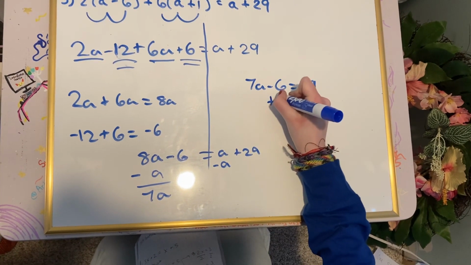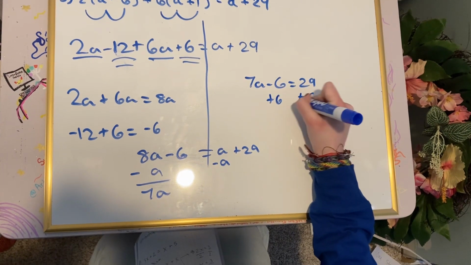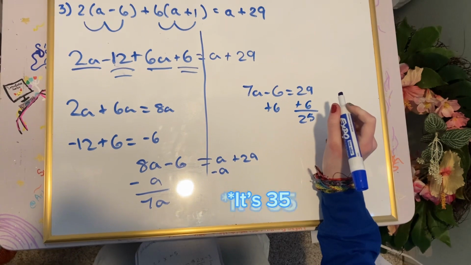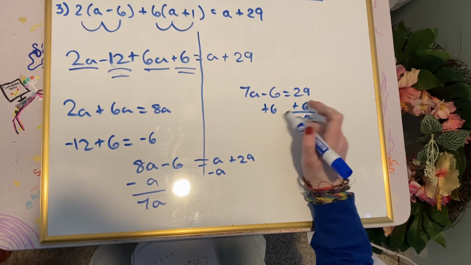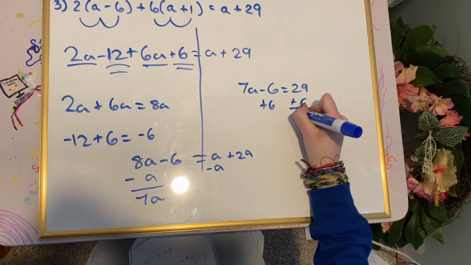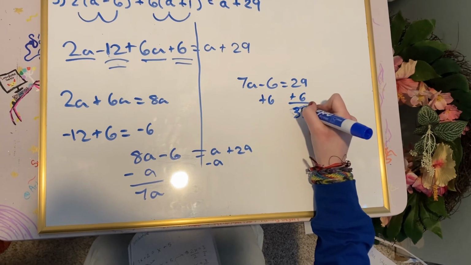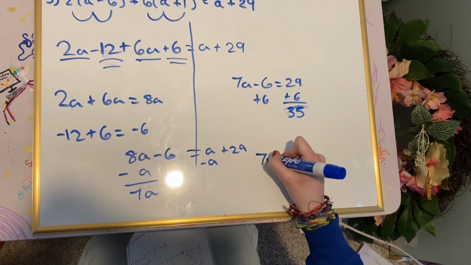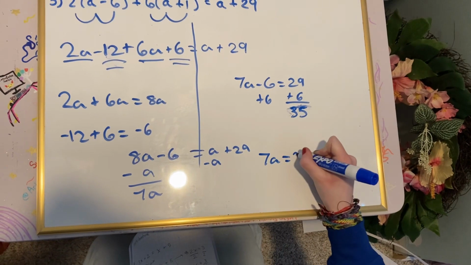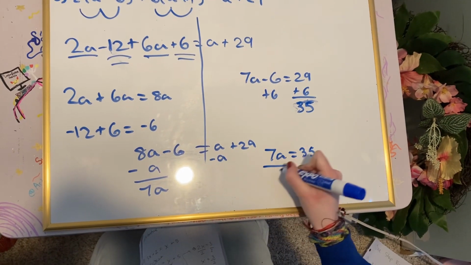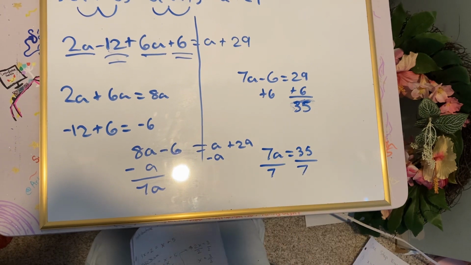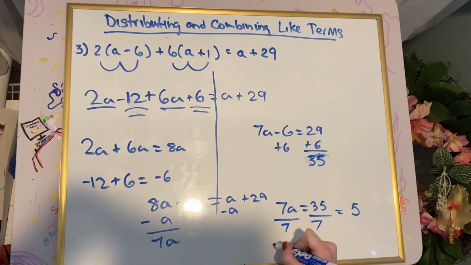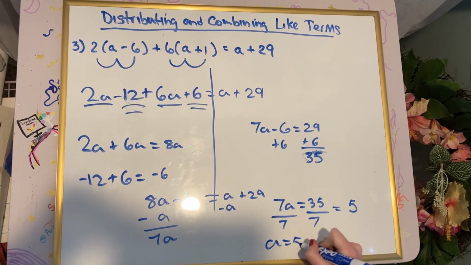We are going to add 6 to both sides, which is now 25, 35, and now it's 7a equals 35, and 7 does indeed go into 35 5 times. So the final answer is a equals 5.